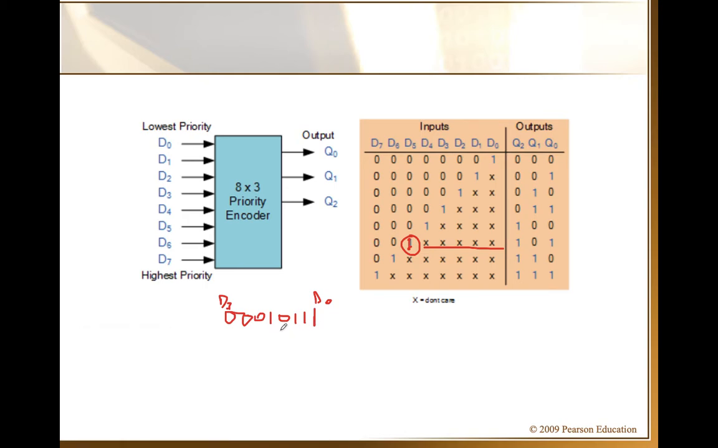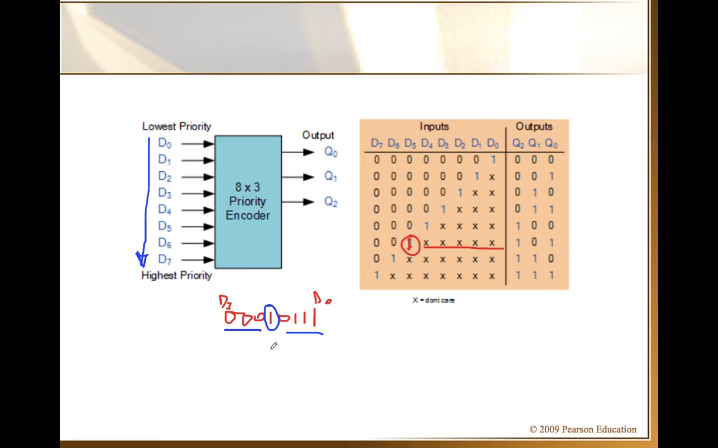So what is the highest order? This is the highest order decimal which is non-zero. Because all of these are 0, this is the highest active line, the highest order decimal line which is active. These are high, but it doesn't matter, they have low priority, because we said D0 has the lowest priority. This would have the highest priority, and this is how the priority is increasing. So basically these will not be considered.